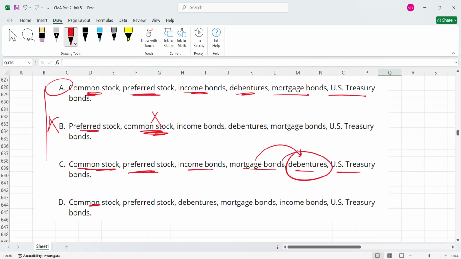Okay, then next, common stock, yes. Preferred stock, yes. Debentures, okay. Mortgage bonds, okay. Income bond, no, income bonds should be here before debentures. So this is incorrect. So option A is the correct answer here. I hope it is correct.